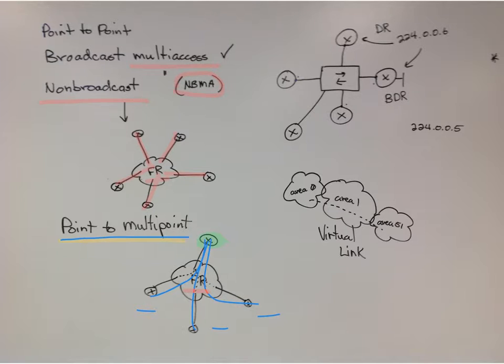Now, this, we have a bunch of routers connected to a switch. That environment is a broadcast multi-access. So you elect a DR and a backup DR. You can broadcast to your designated routers using a multicast address, and they can contact all the routers participating in OSPF with a multicast address.